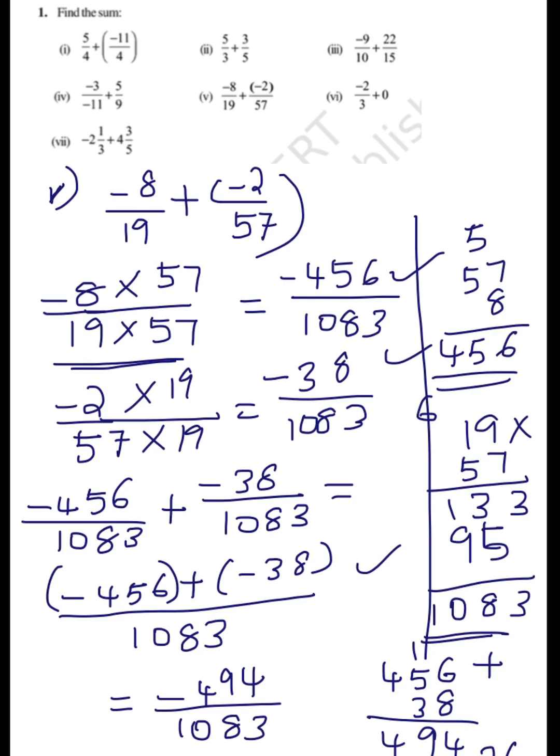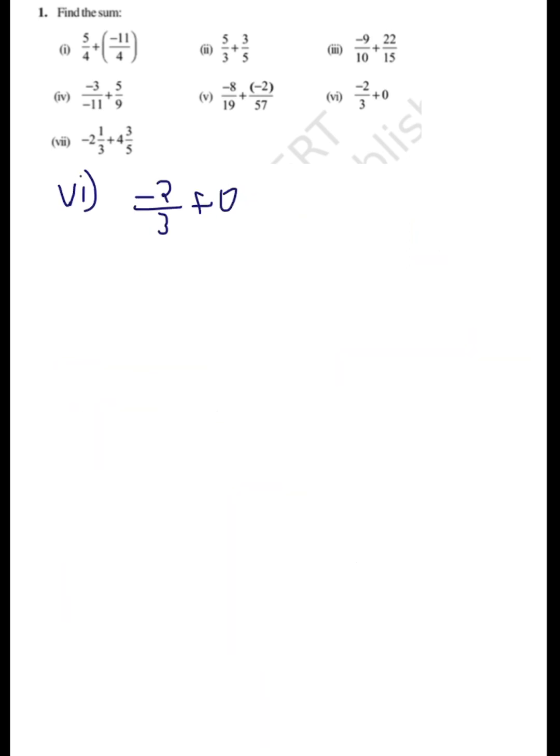So now let's see the sixth question. The sixth question is actually very simple. That is minus 2 by 3 plus 0. When you add 0 to any number, then you will get the same number itself. So minus 2 by 3 plus 0 means what? The answer will be minus 2 by 3 itself. Okay, so that is the answer for the sixth question.